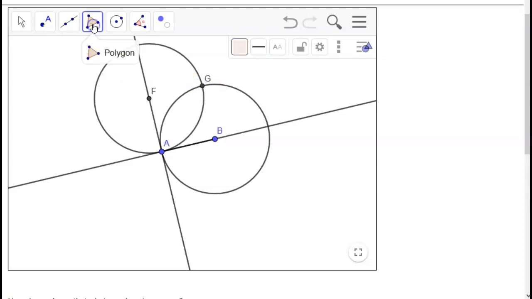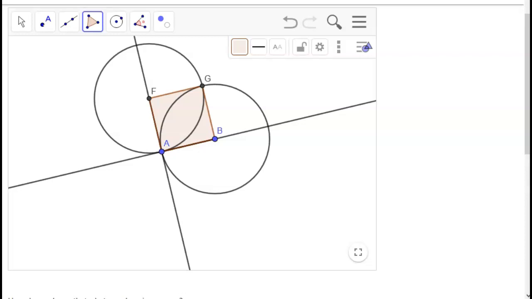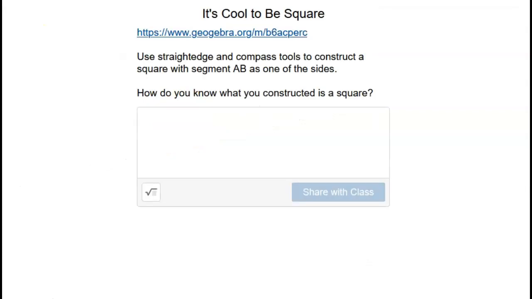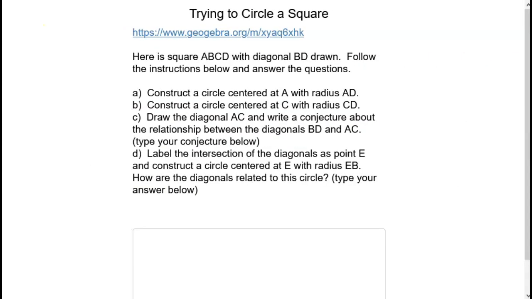So when I take my polygon tool and I create this polygon, if I were to measure all of those angles, you could see that those would be 90-degree angles, and all 4 of those sides would be congruent, which means that they are the same length. So the next thing that we want to look at is, I'm going to go back to Desmos now, and we're going to look at trying to circle a square.